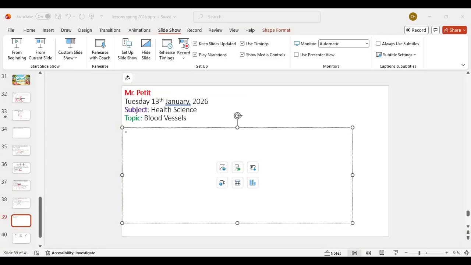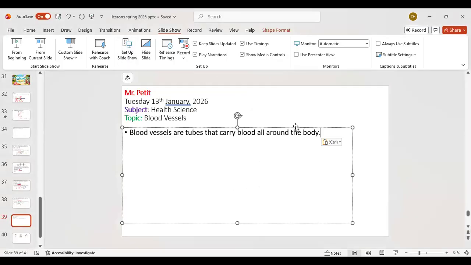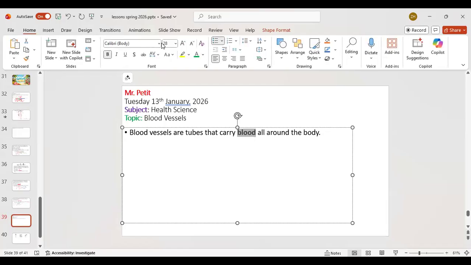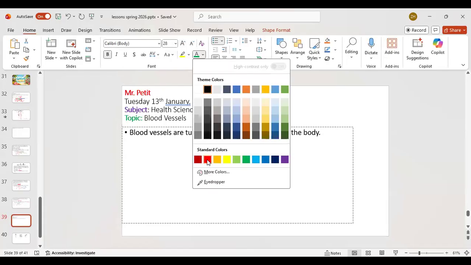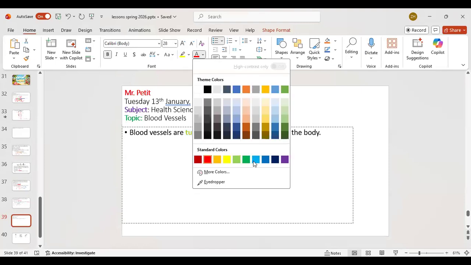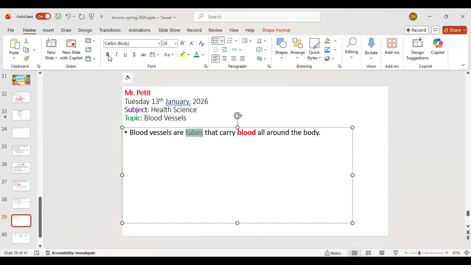So blood vessels are tubes. Let's write that down. Write this down for me, please. Blood vessels are tubes. That's the first thing. Blood vessels are tubes that carry blood all around the body. So what does it carry around the body? It carries blood. All right. So these are tubes that carry blood around the body. Let me put this in green. We don't need it to be bold.